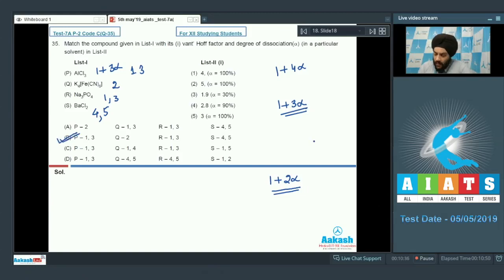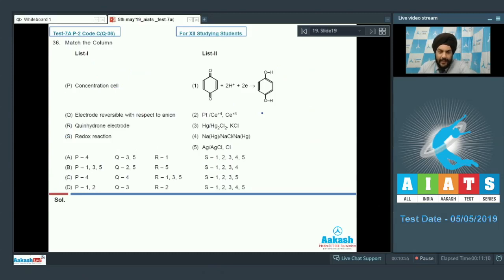Let us look at the next question now. Question number 36. We have been given some cells in list 1 and we have been given some reactions or cells in list 2 as well. We have to match the entries given in list 1 to entries given in list 2. So if you talk about the P option, concentration cell, we can clearly see that the concentration cell is represented in option 4 only. So P will be matched with only 4.